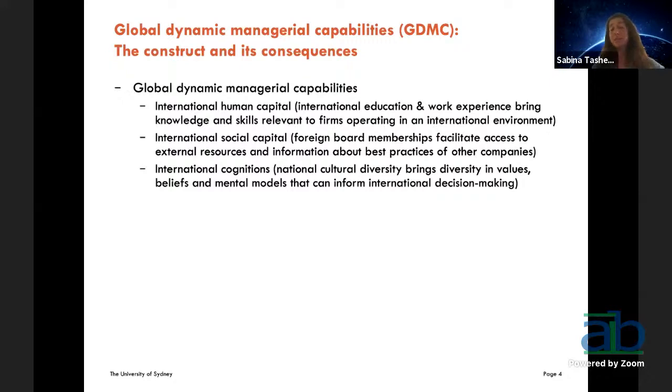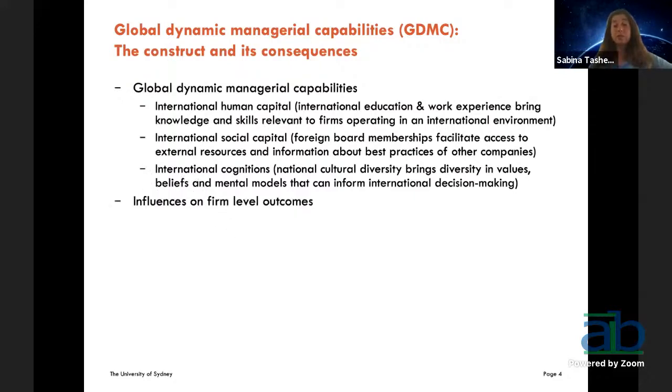three aspects are interrelated. Naturally, human and social capital are related, right? I mean, the more international educational experience you have, the more international contacts you have, and vice versa. But what is really important is to consider all three together as a source of global dynamic managerial capabilities. Some of those have been studied in isolation in previous IB research, but no prior research has considered them together as one important construct that influences managerial decision-making.